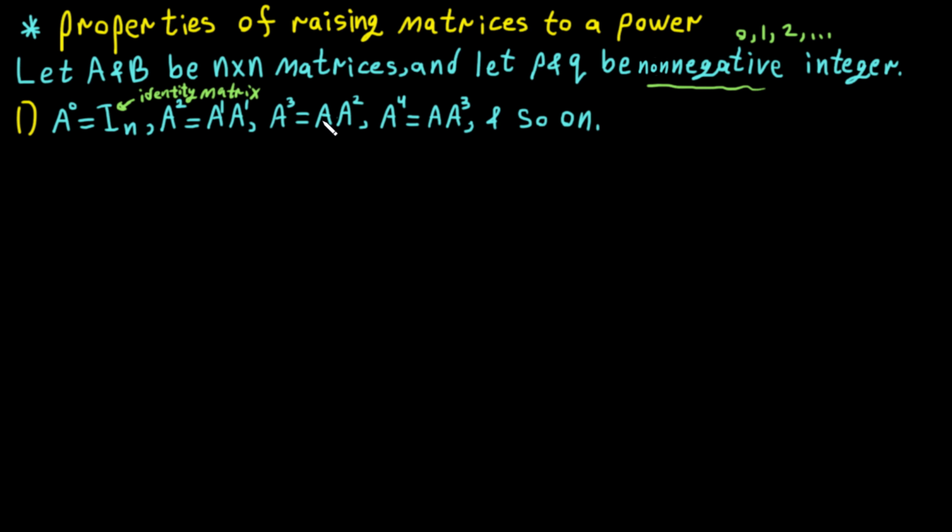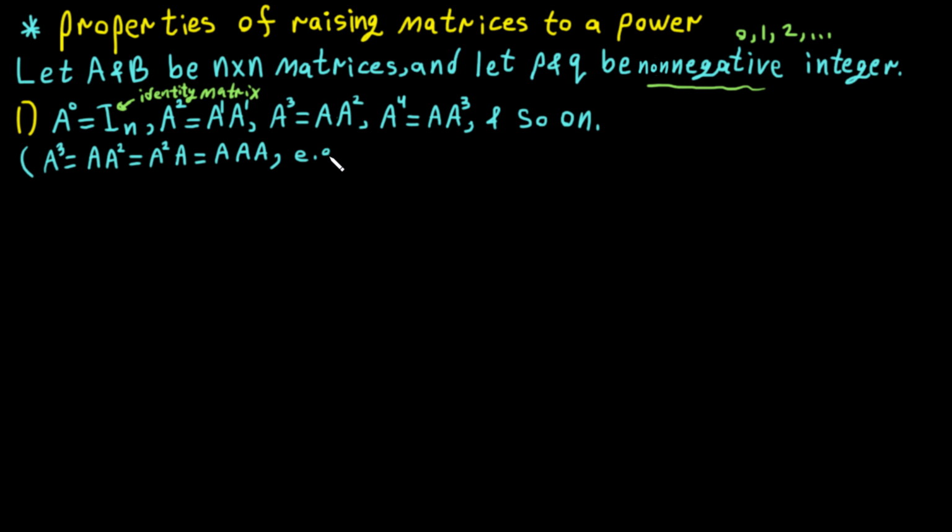So let's illustrate what this means. A^3 is the same as A^1 multiplied by A^2, which is the same as A^2 multiplied by A^1, which is A multiplied by A multiplied by A. And you can see here it's a commutative product. So A multiplied by A^2 is the same as A^2 multiplied by A^1, and so on. Let's write an example for this.